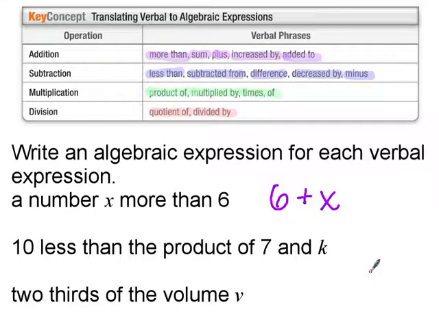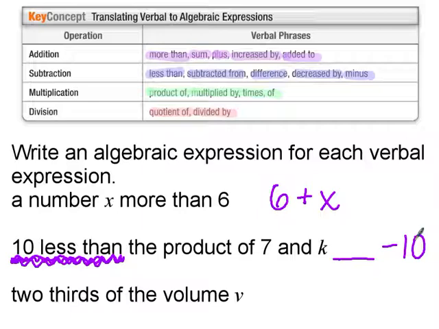10 less than the product of 7 and k. Now real quick, whenever you have a "less than," this is really important, you're going to leave a space and then you're going to put, in this case, minus 10. So whenever you have that "less than," if it were 5 less than, you would leave a space and put minus 5.